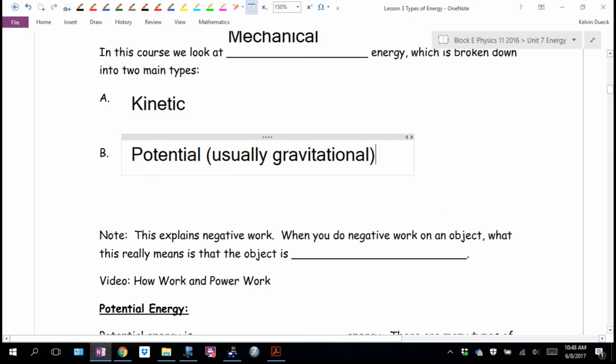This concept, the fact that energy is the ability to do work, actually explains negative work. When you do negative work on an object, what we're really saying is the object is losing energy.